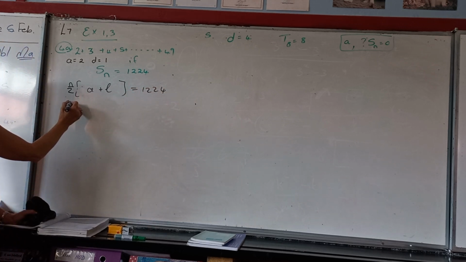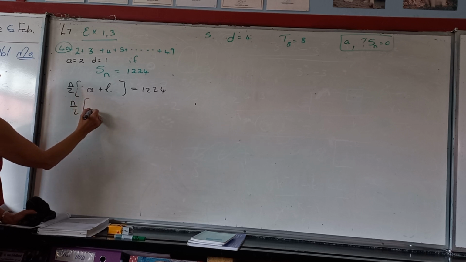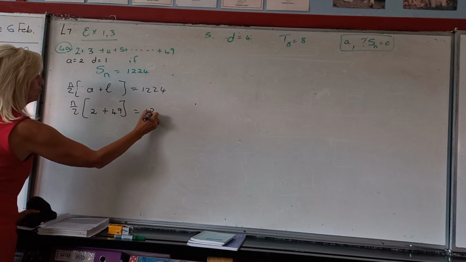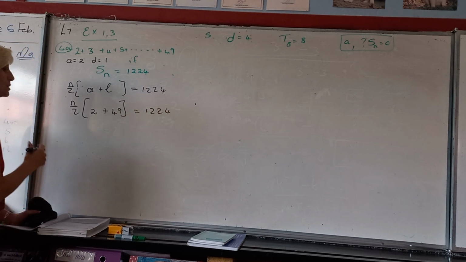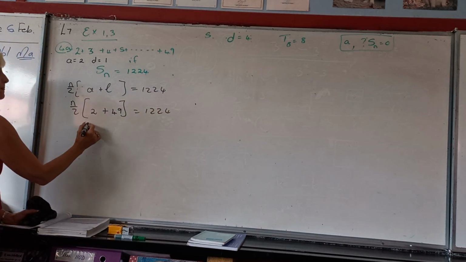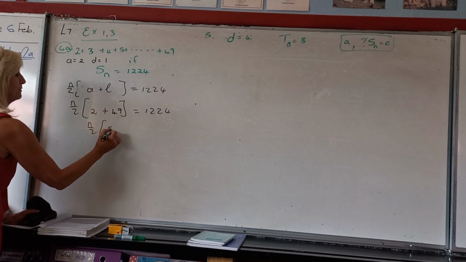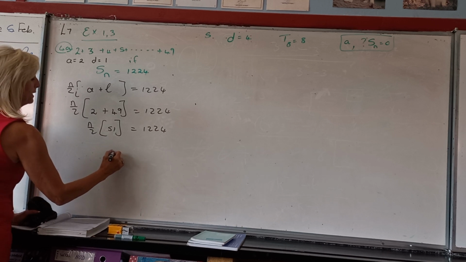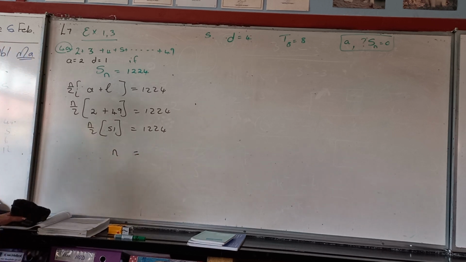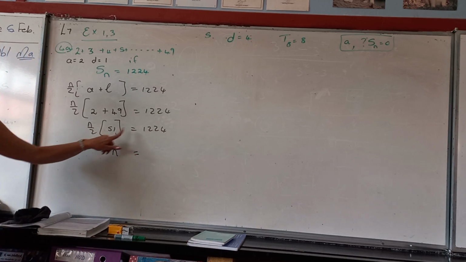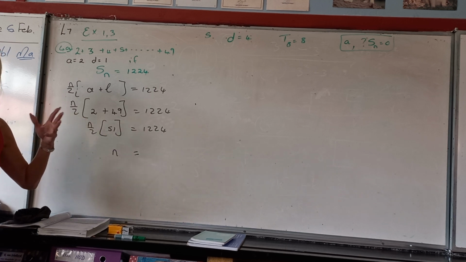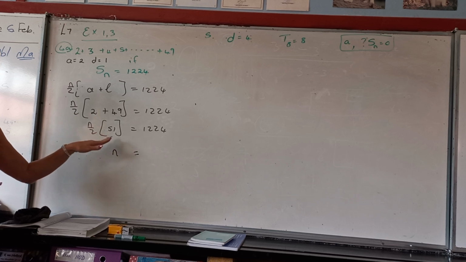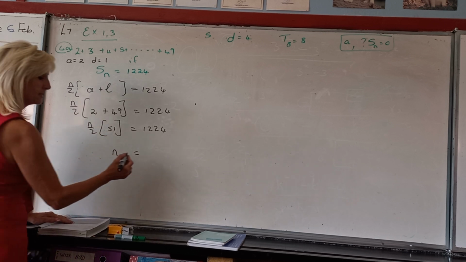So the n value is the one I'm looking for. The a value was 2. The last value was 49. Equals 1224. And I wouldn't mind if you just gave me the answer for this one, but okay. So it's n over 2, 51 equals 1224. How do I get to n's answer here? Divide, times both sides. Divide by 51, times by 2. Which one first? It doesn't matter. Times by 2, divide by 51, and what's the answer, please?